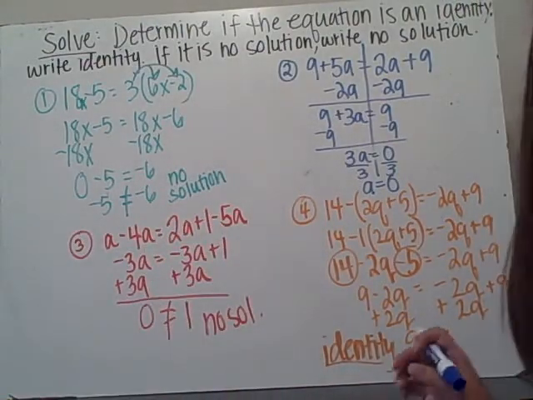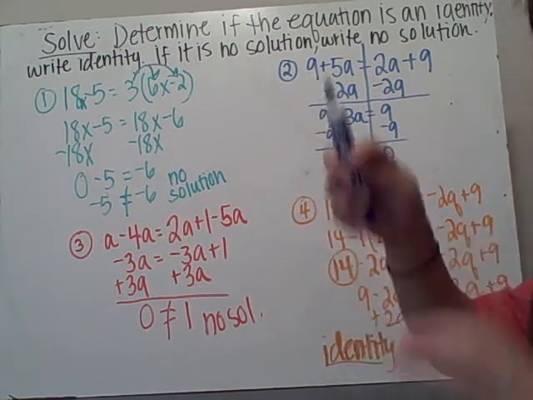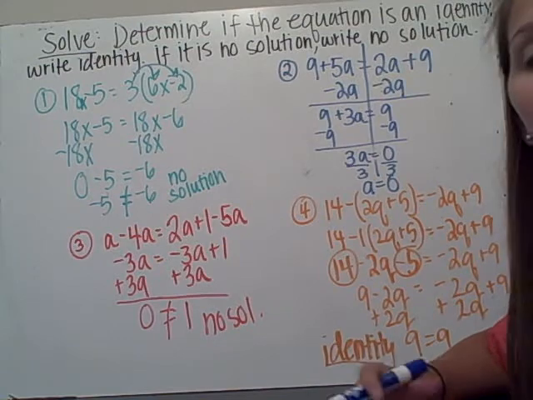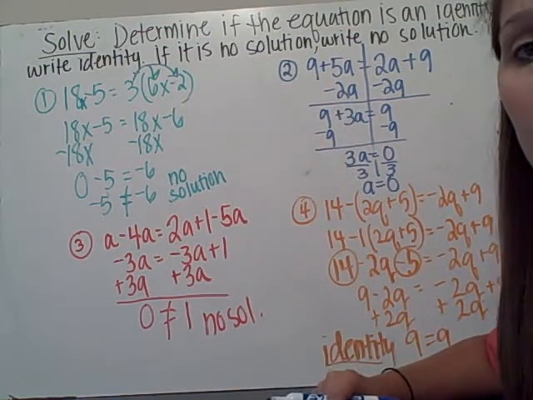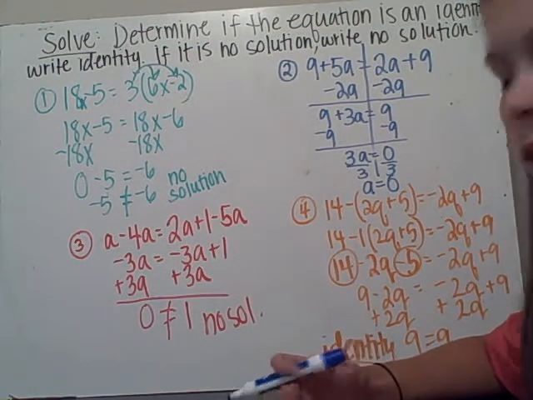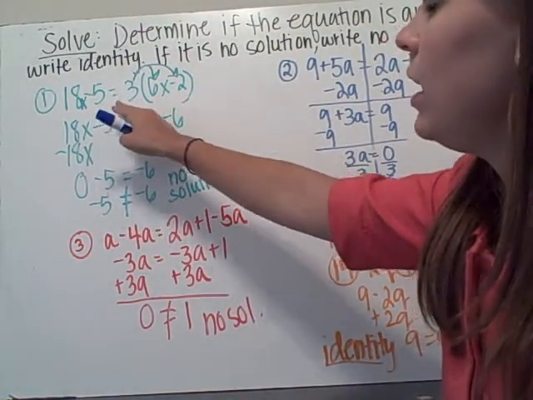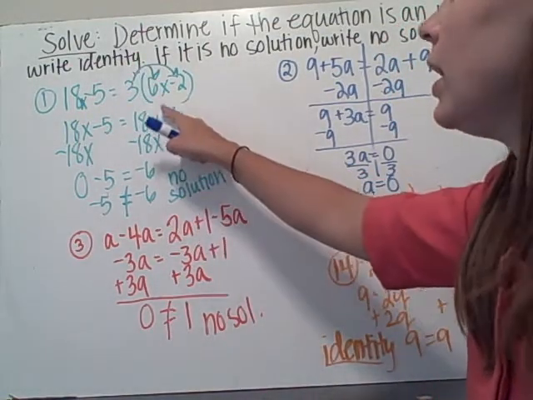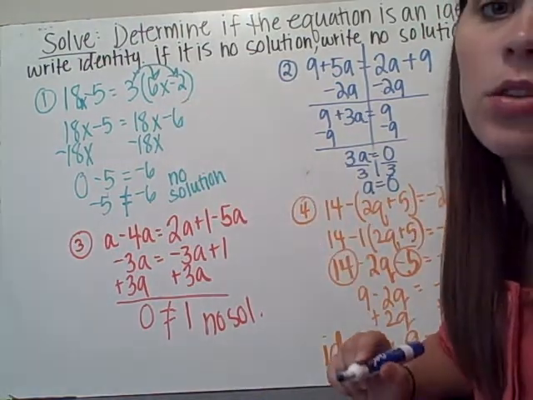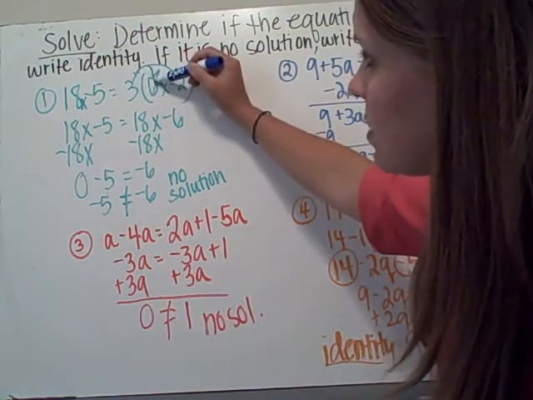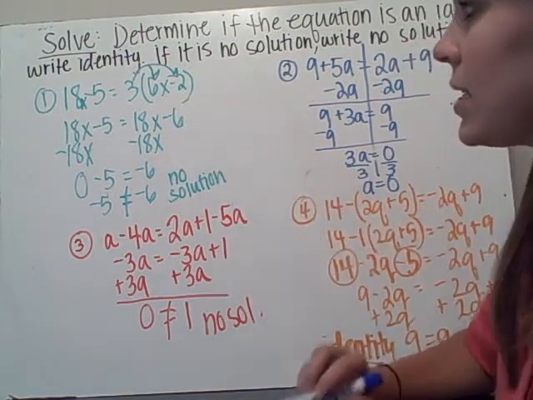Now, if you remember, one of the definitions at the beginning of this video was the identity, when every value for the variable makes the equation true. So here, we're going to solve these equations and determine if it's an identity or a no solution. So number 1, we have 18x minus 5 equals 3 times the quantity 6x minus 2. We have parentheses, so our first step is to distribute. So I said 3 times 6x, I get 18x, and 3 times 2, I get a minus 6.